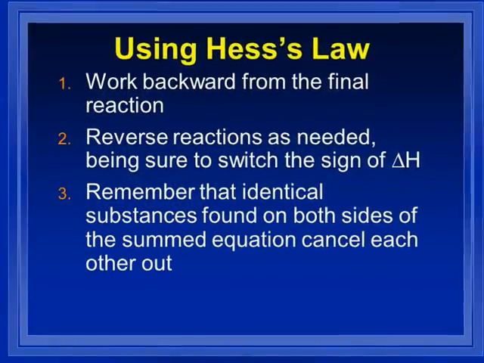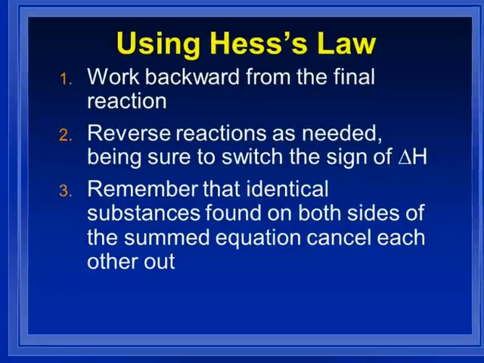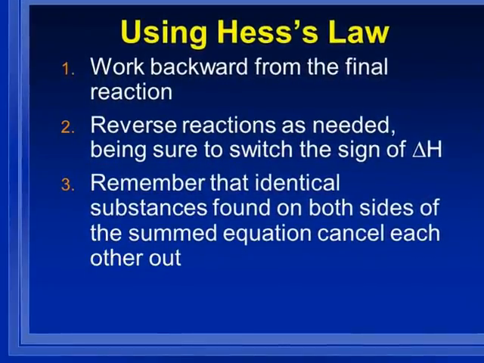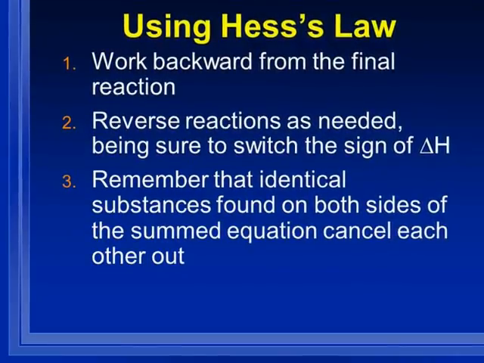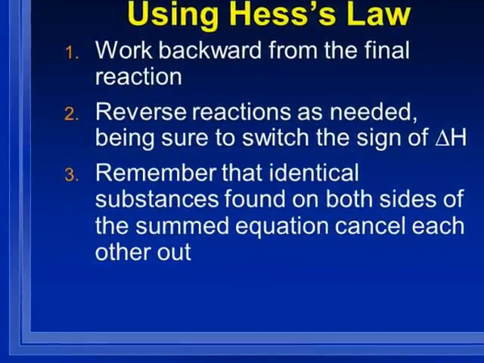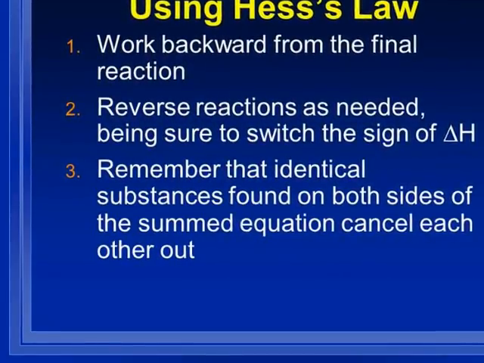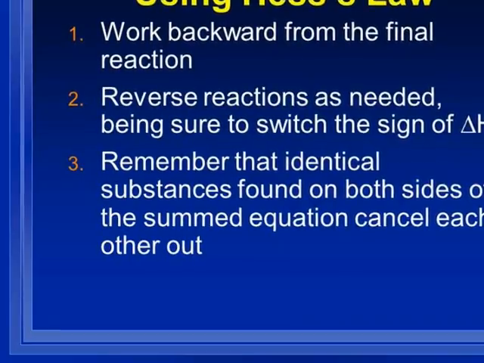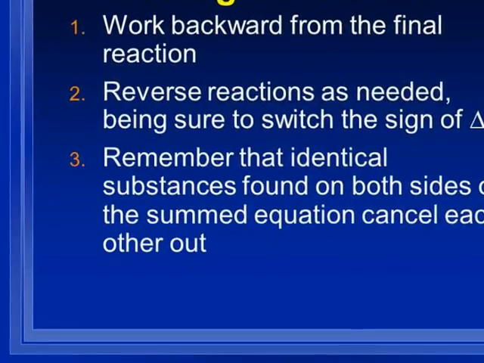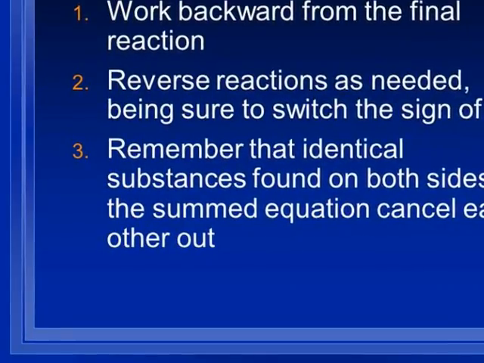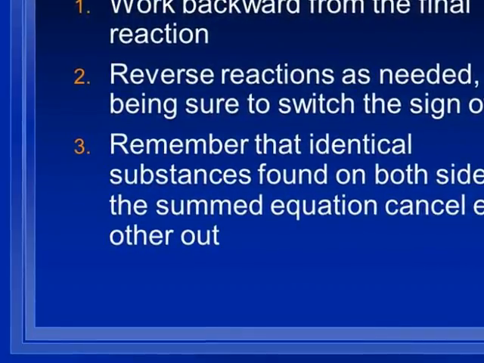A few helpful hints. Start with your final overall reaction and work backwards from the smaller reactions to try to fit pieces of the smaller reactions in until you can make the final big reaction. If you need to reverse a reaction, go ahead and reverse the direction of the reaction. Just flop the sides. Remember, change the sign of delta H. And at the end, if you have the same thing on each side, if you have 3 O2s on the left and 3 O2s on the right, they cancel each other out, just like we've always been doing.